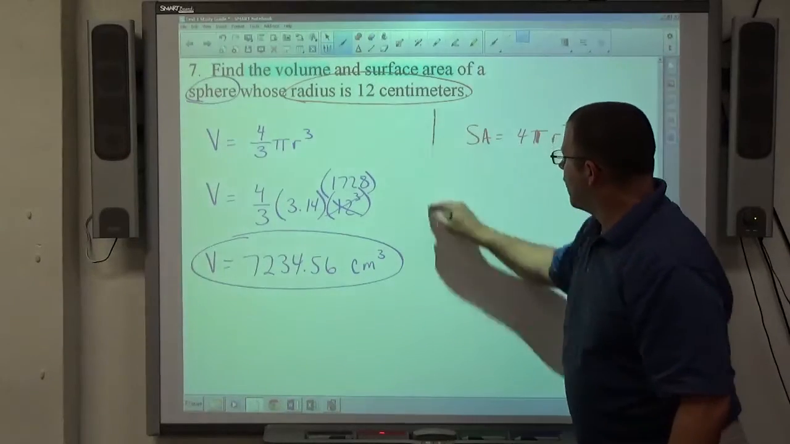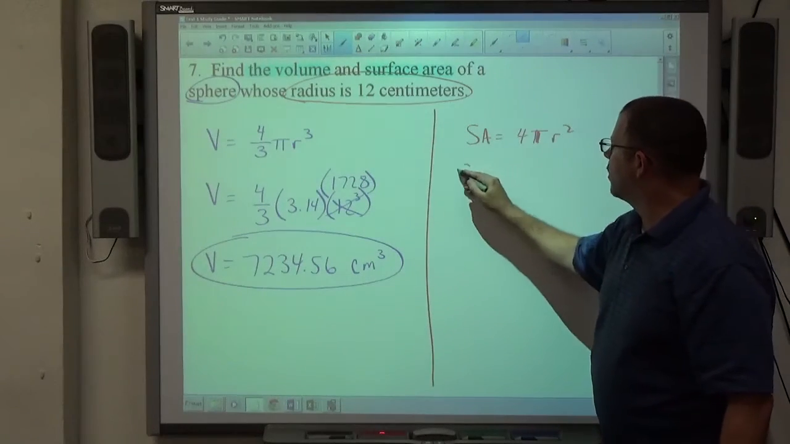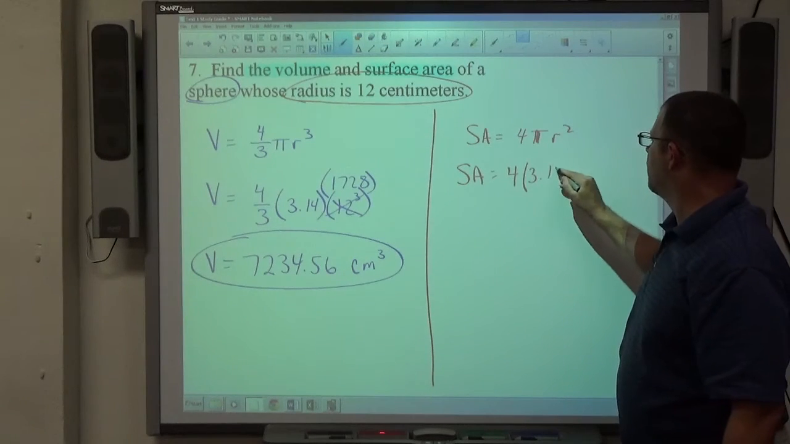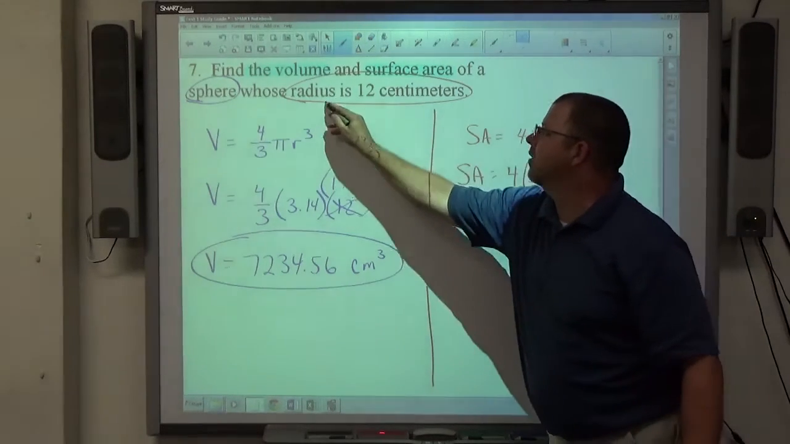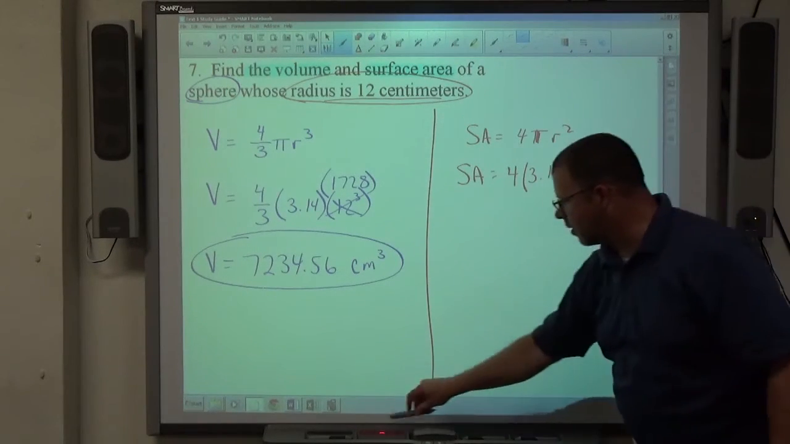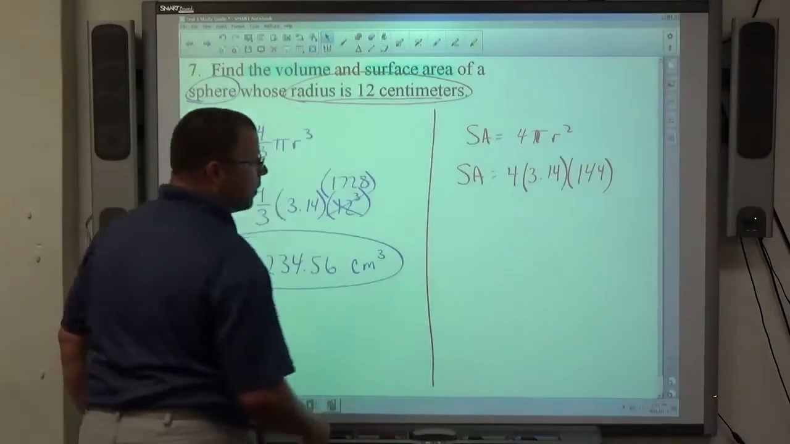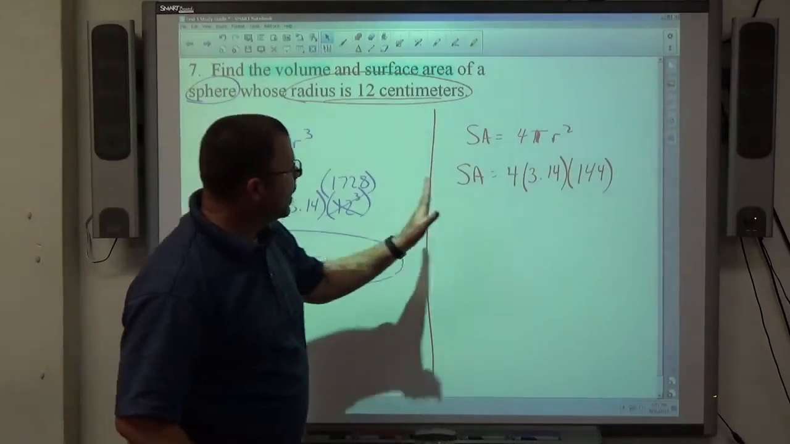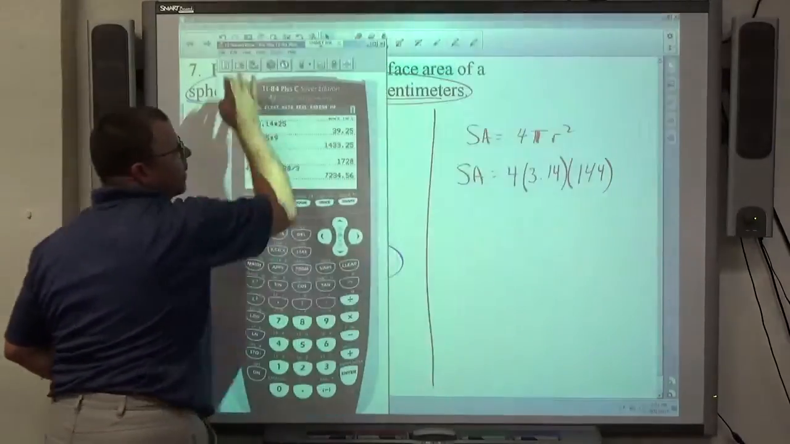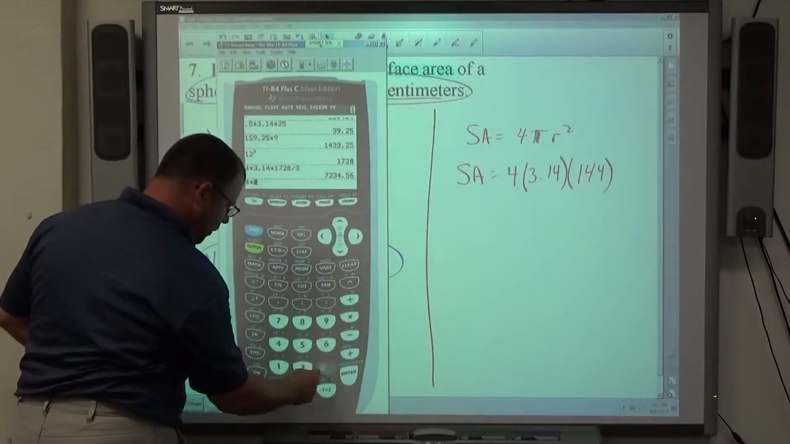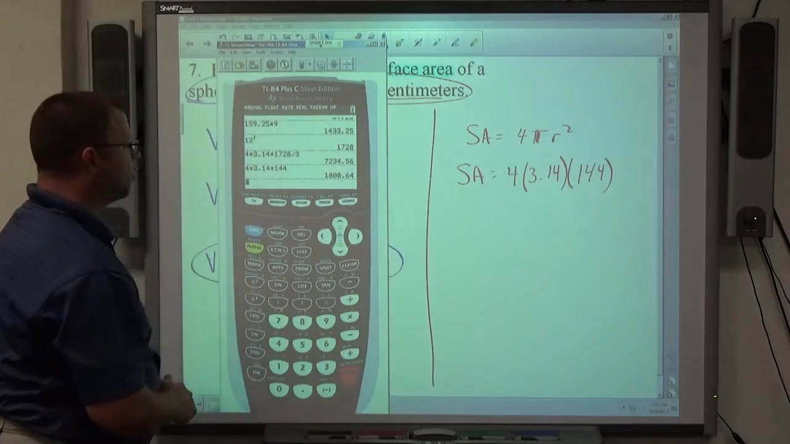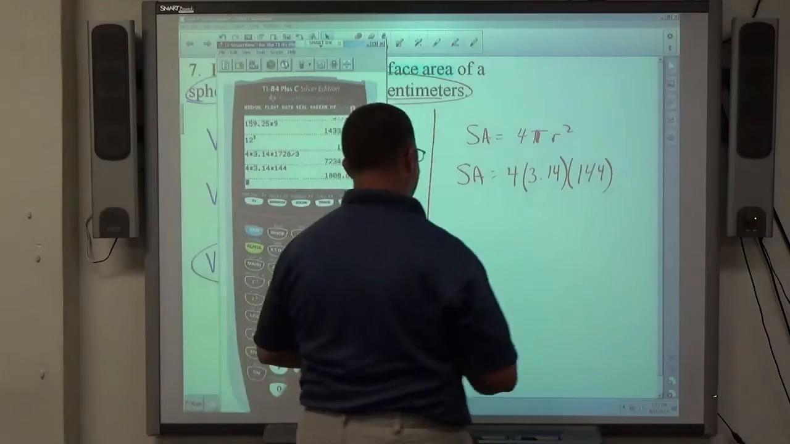Moving on to surface area, our formula is 4 pi r squared. So surface area of this sphere is going to be 4 times pi, which is 3.14, times r squared. The radius is still 12 centimeters. 12 squared is something I know just from my facts that I've learned, so I just go ahead and write 144. And again, this is all I have to type in my calculator to get the answer. So I type in 4 times 3.14 times 144, and my calculator tells me the answer is 1,808.64.